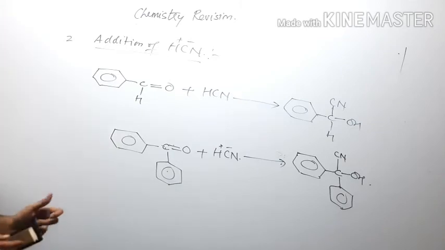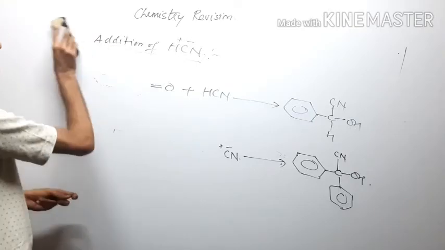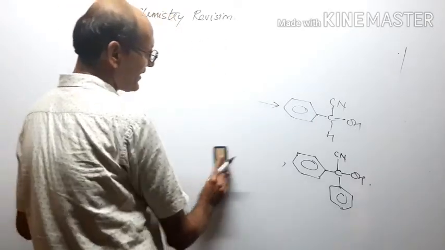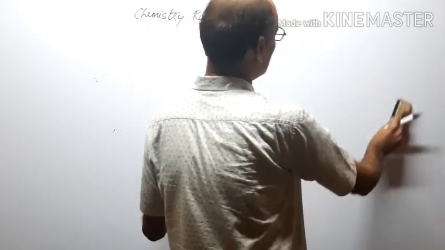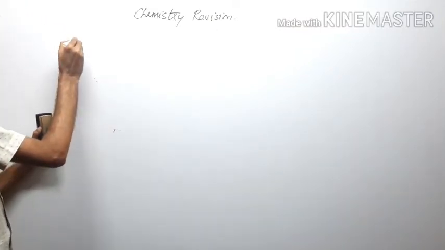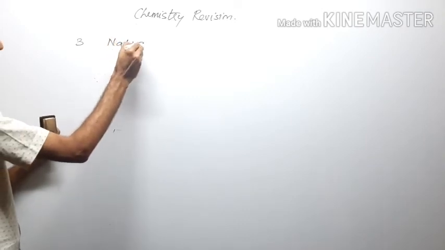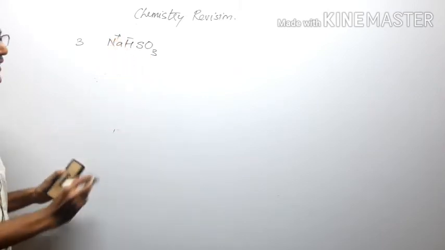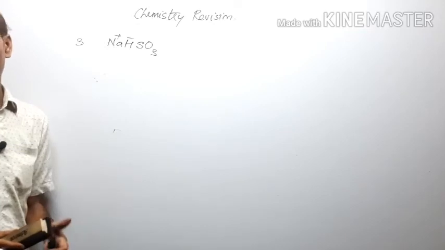Now moving towards the third reaction, addition of sodium bisulfite, NaHSO3. This is also an important reaction. By this reaction we can detect the ketone. The formula of sodium bisulfite is NaHSO3. In this, Na is positive and the remaining part is negative. That means the nucleophile is HSO3.